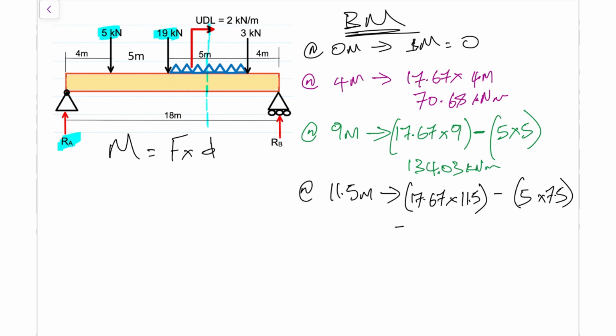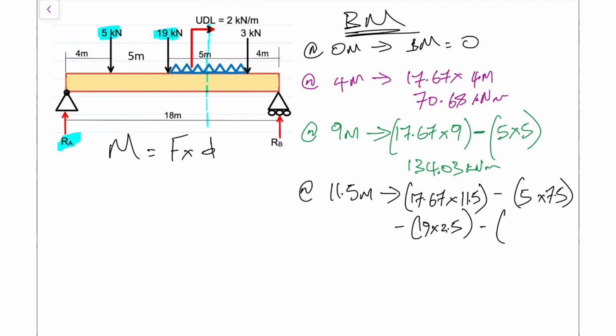minus again that 19 kilonewtons, and its distance is going to be 2.5. So that's 19 times 2.5. Remember, the distance is from that blue line. And then minus now, this is going to be the UDL analysis that I'm talking about here.